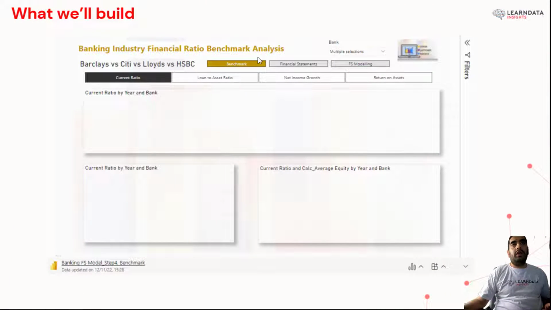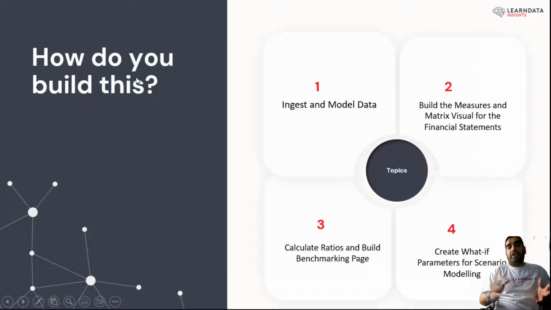So this is the actual solution. The 4 steps that we take to build a solution: first, we ingest and model our data. So we take those Excel files, bring them into Power BI Desktop, and create the relationships we need between our tables. We then build all the measures and build the financial statements using the native matrix visual here. We then calculate our ratios and build our benchmarking page, and then we create the what-if parameters for scenario modelling.